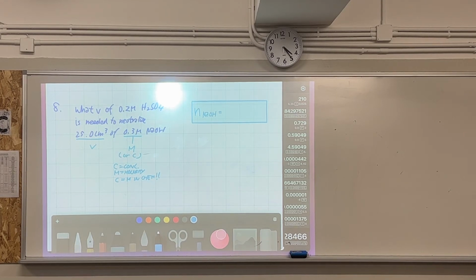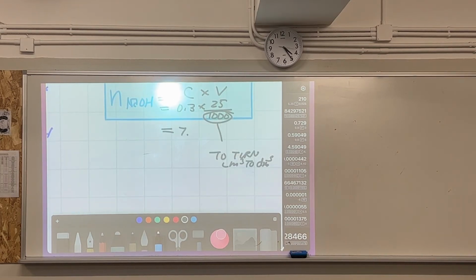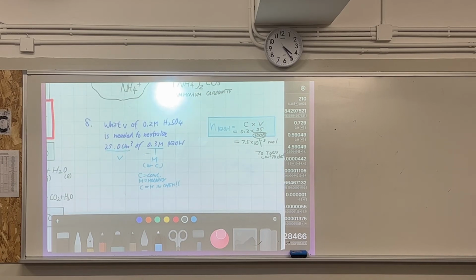Yes, okay, you need to first convert the cm³ into dm³ first. So you have n equals C times V, which is equal to 0.3 times 25 divided by 1,000. This is to turn cm³ to dm³. Then you have 7.5 times 10 to the power negative 3, right? Yeah, mole.